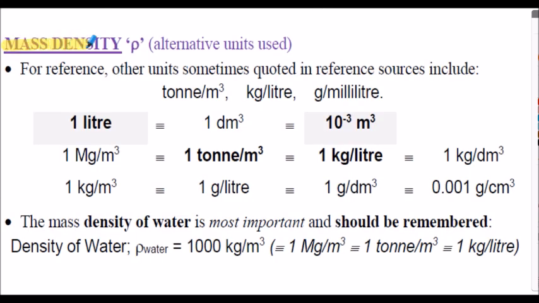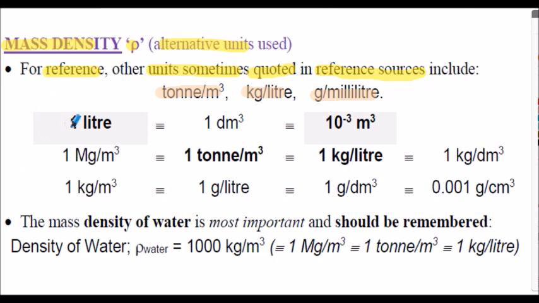Mass density, alternative units. One of the issues students sometimes have is the wide array of units that can be used. So the information on this slide is just for reference, outlining the other units that are sometimes quoted in various reference sources. Densities can be stated in terms of ton per meter cubed, kilogram per litre, grams per milliliter. And what I've done here is try to show you some various conversions.